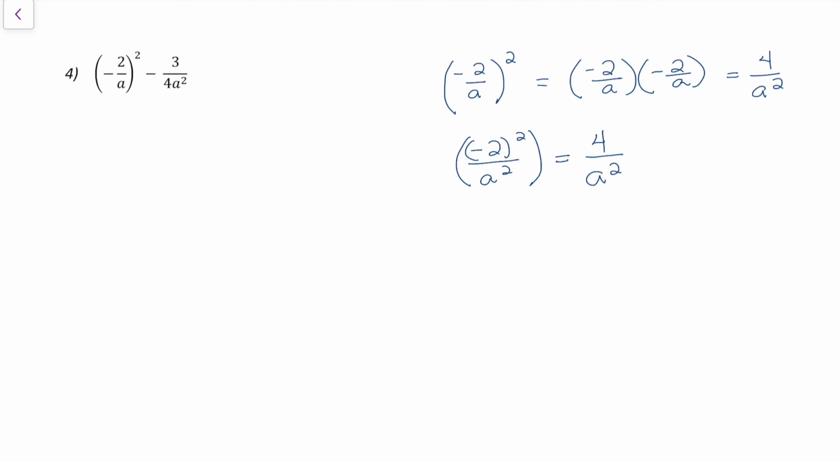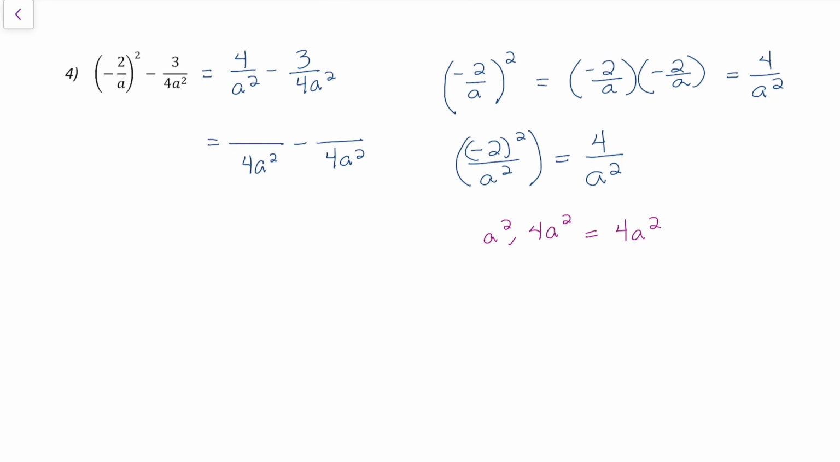Because the negative is inside of the bracket, the square is applying to that as well, and a negative times a negative is a positive. Okay. So we end up getting 4 over a squared minus 3 over 4a squared. So I see I have an a squared and a 4a squared. So the common denominator there is going to be 4a squared. So I want to write them both as fractions over 4a squared.